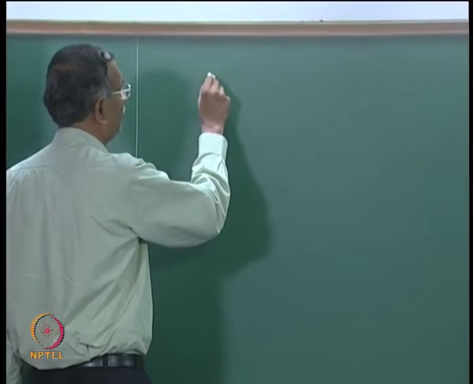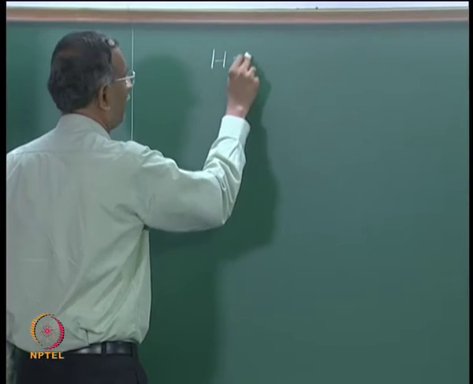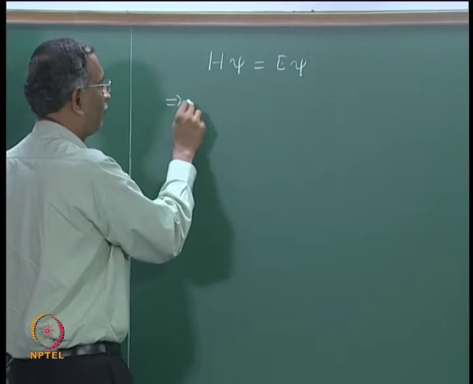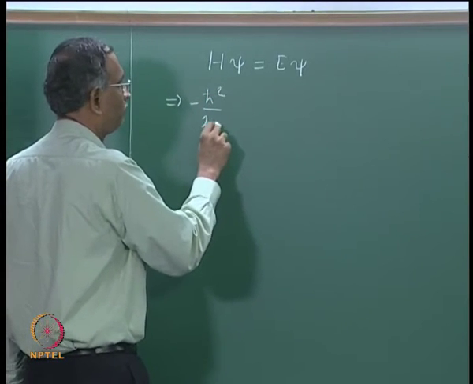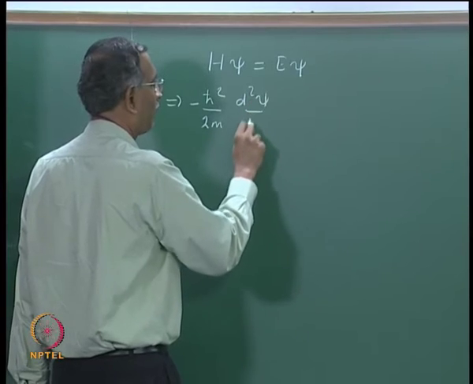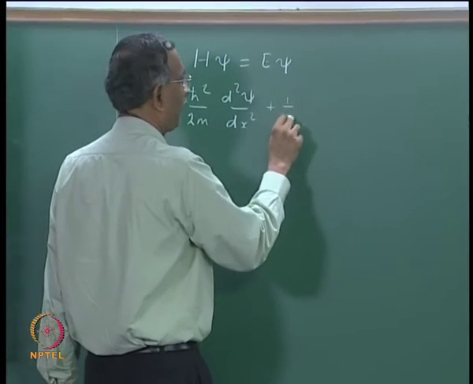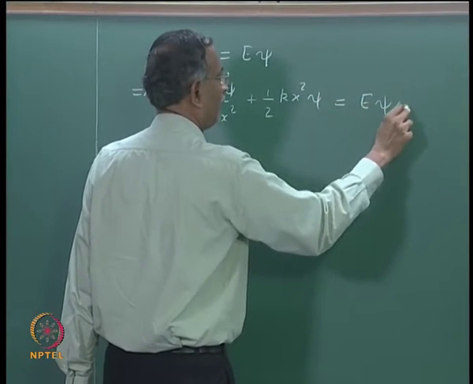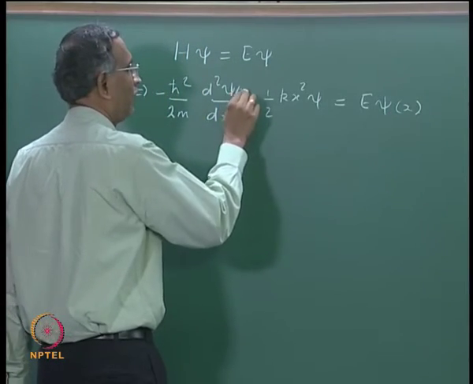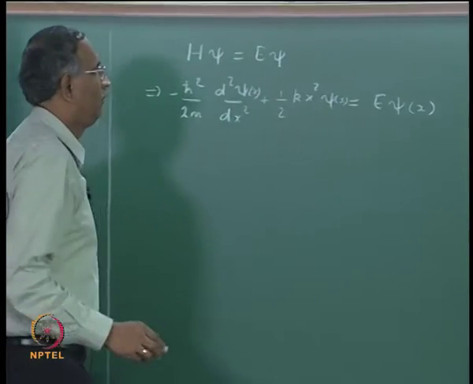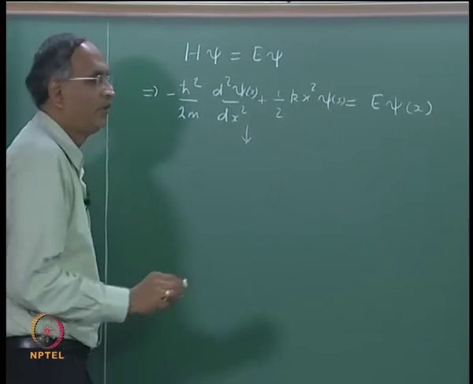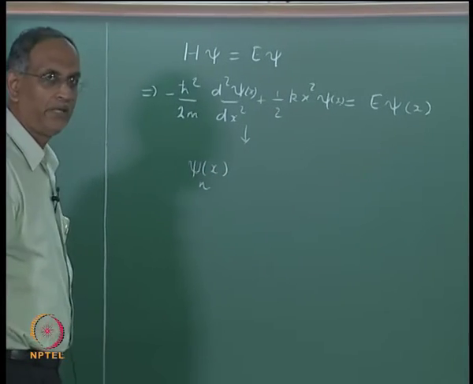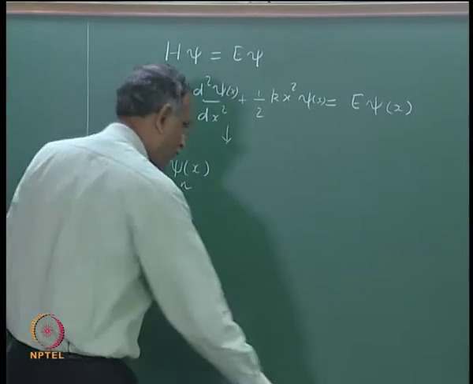If you recall, H psi equals E psi for the harmonic oscillator becomes minus h bar squared by 2m d squared psi by dx squared plus half k x squared psi equals E psi, where psi is a function of x. And we solved this by writing psi of x as psi n of x, indexed by an integer n.